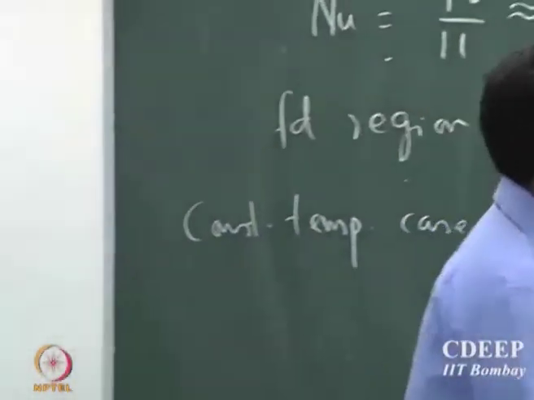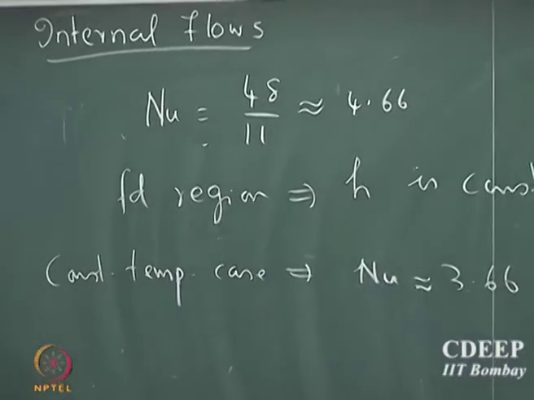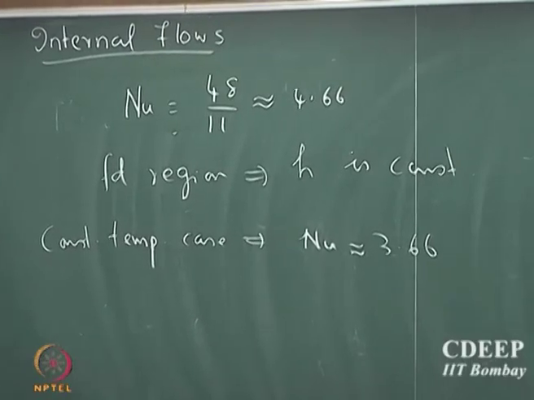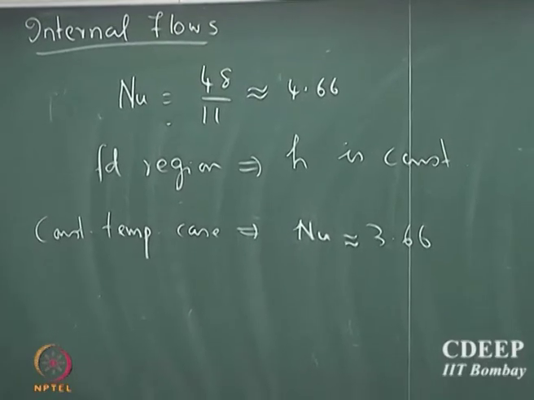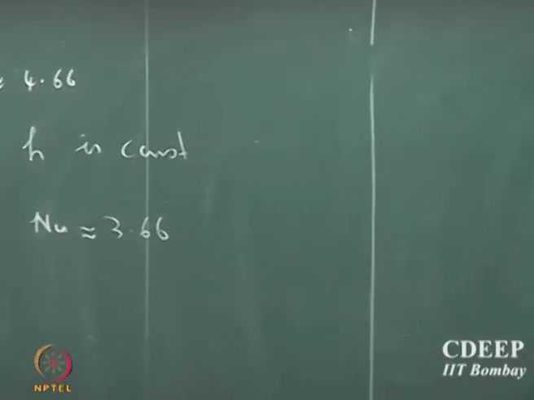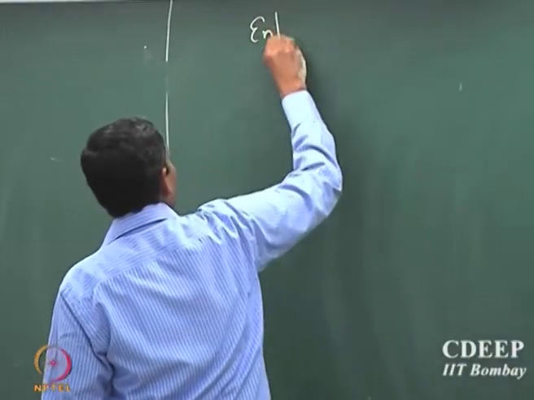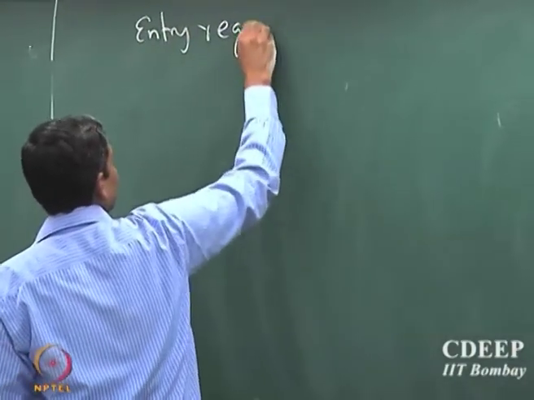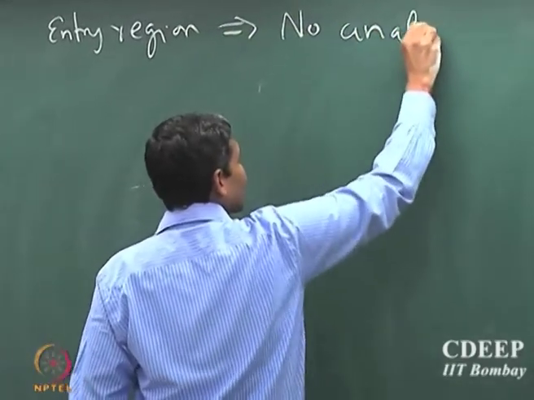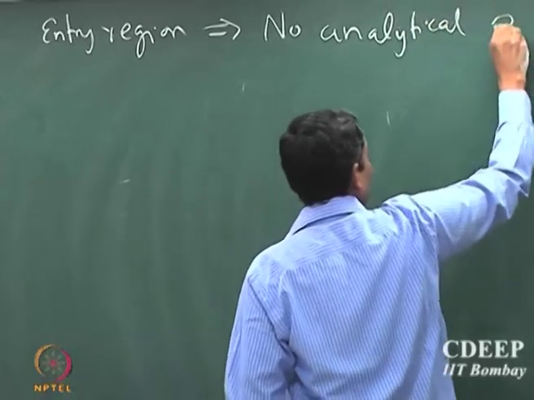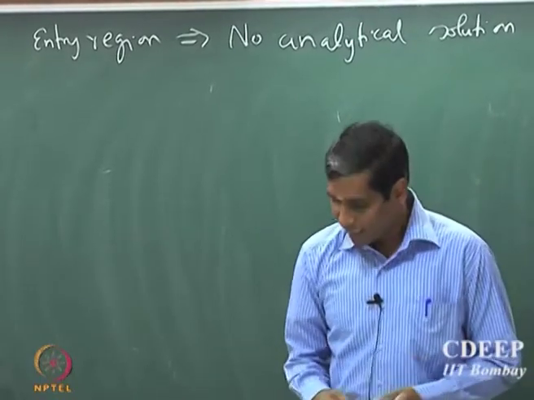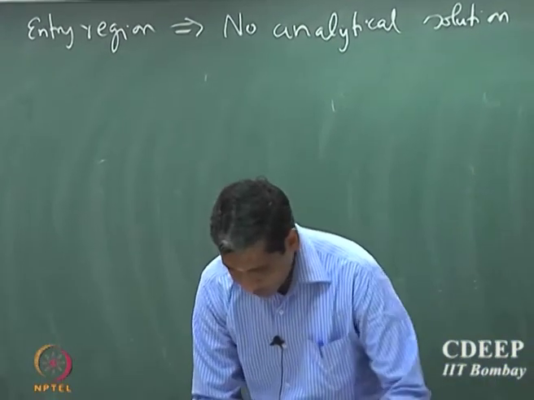Alright, so now this is all the story about the fully developed regime. But when it comes to the entry region, where the boundary layer is definitely present, it turns out that in the entry region there is no analytical solution possible. No analytical solution is possible, and therefore we have to rely upon some of these correlations.